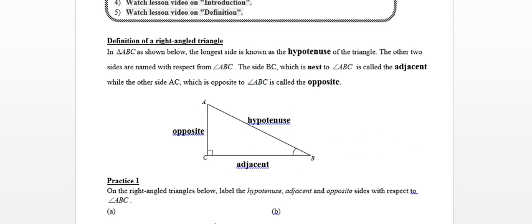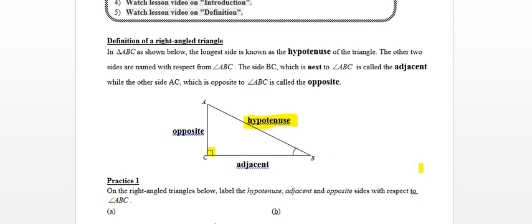Inside a right angle triangle, which is shown in this diagram, triangle ABC, the side that is the longest in the triangle is called the hypotenuse, and it is the side that is opposite the right angle. Where is the right angle in this triangle? The angle is ACB. So with respect to this 90-degree angle, the side that is the longest and directly opposite the 90-degree angle is called the hypotenuse.